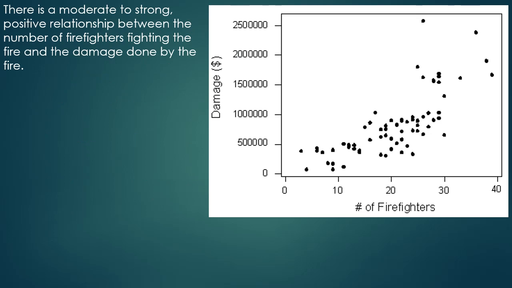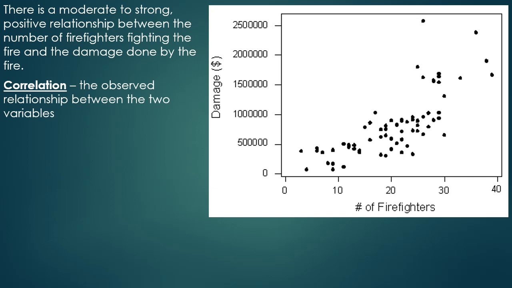In this first example, I pulled this graph off the internet, so I don't know if the data is real or not, but we've got a number of firefighters attending the fire and the damage that's caused by the fire, and we can see that there's a strong or a moderate positive relationship between those two variables. So we can see that there's a correlation. So as the number of firefighters increases, the amount of damage done by the fire is also increasing.